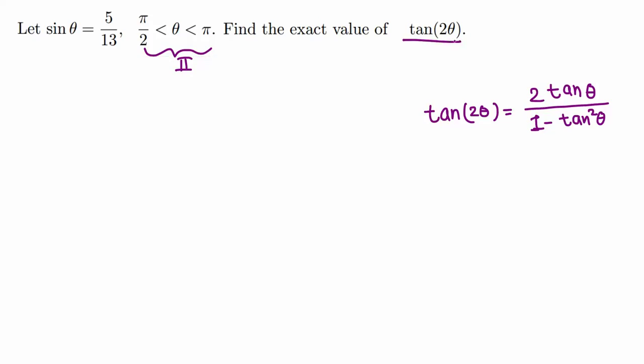provided. Tangent 2 theta is equal to 2 tangent theta over 1 minus tangent squared theta. So to find tangent 2 theta, we need to know the value of tangent theta, but it's given that sine theta is equal to 5 over 13. So based on this information, we draw a right triangle and find the unknown third side. From there we should be able to find the value of tangent theta, and we come back and use this formula.